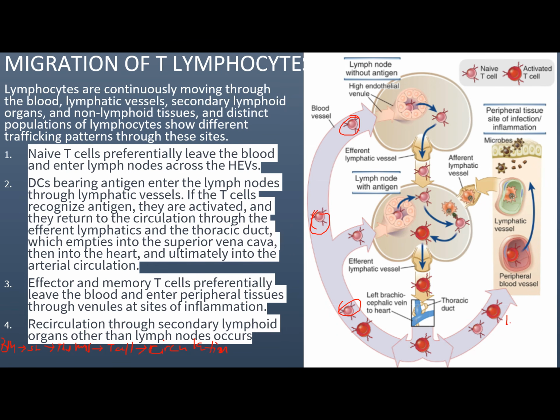Now, since it is activated, class, it would now go to the site of infection or inflammation. So I hope that was clear. That's how the migration of T cells would occur. Just remember, class, how it passes through the lymph nodes. The first entry is the high endothelial venule. It would also exit through the efferent lymphatic vessel, thoracic duct, then into the superior vena cava, then into the heart.